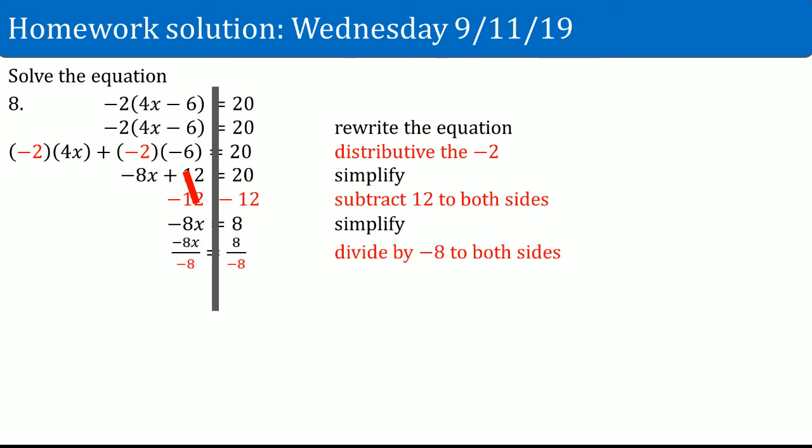Because right now the x is attached via multiplication. -8 divided by -8. Do you see how that cancels out? On my left-hand side, what are you left with? Just an x. On my right-hand side, 8 divided by -8 just becomes -1. There you go. Those are all your solutions for Wednesday, September 11th.